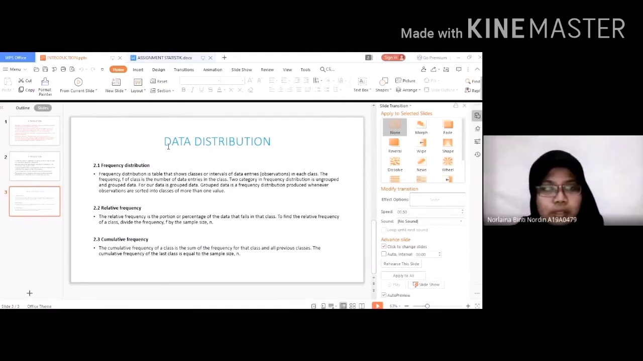Relative frequency. The relative frequency is the percentage of the data that fell in that class. To find the relative frequency of a class, divide the frequency by the sample size. Cumulative frequency of a class is the sum of the frequency for that class and all previous classes. The cumulative frequency of the last class is equal to the sample size.